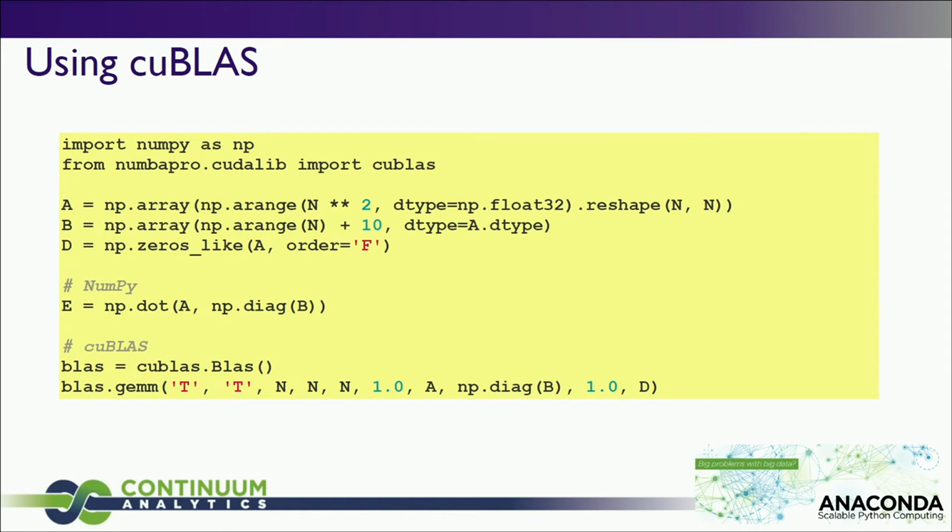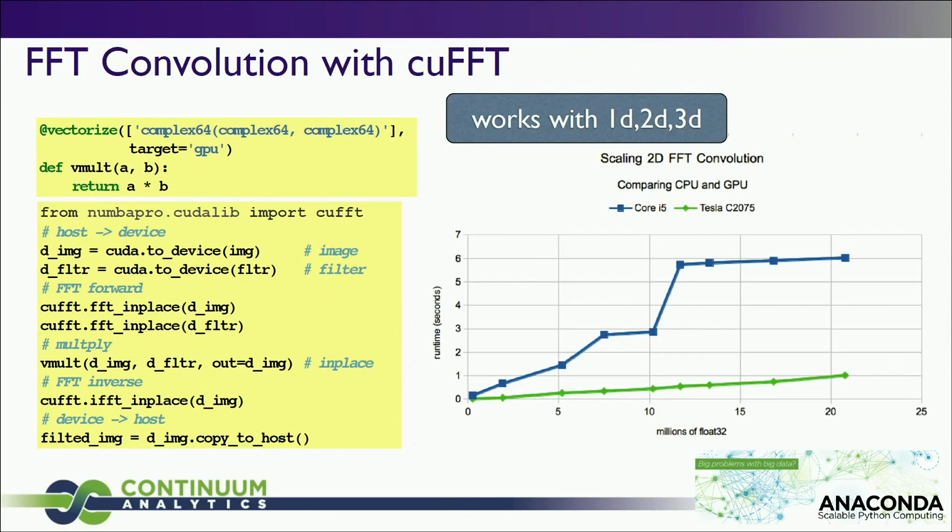Another approach is just to use the CUDA BLAS library. NumbaPro also contains library support for cuBLAS, cuFFT, and cuRAND. So you can just allocate data, access cuBLAS commands like gemm, and do the matrix multiplication using the Nvidia provided, optimized libraries. Here's an example that uses the FFT in order to do a two-dimensional convolution.